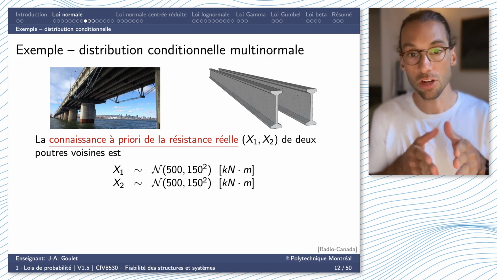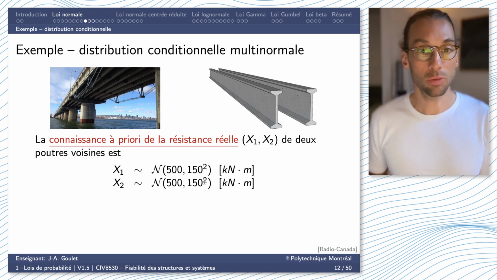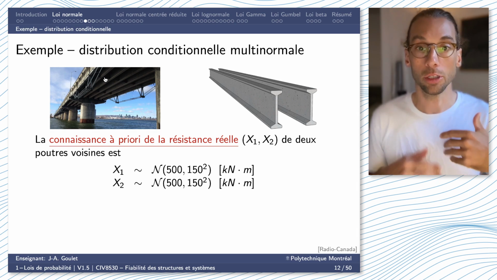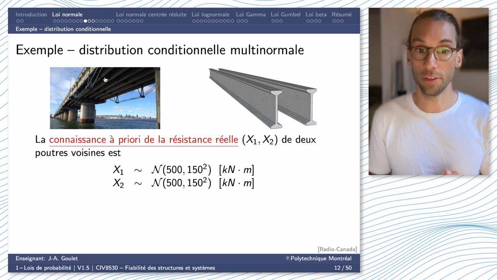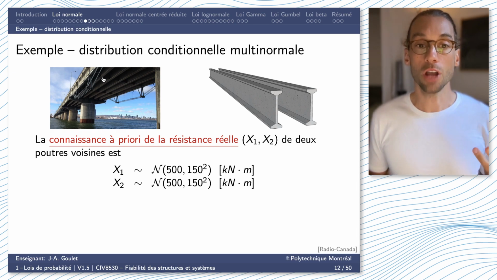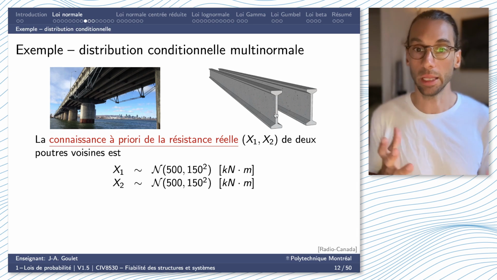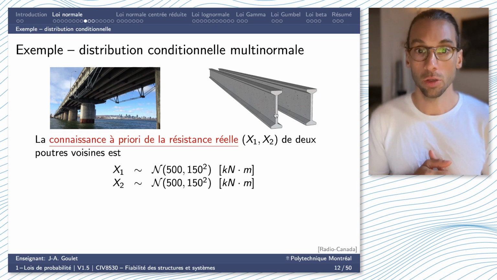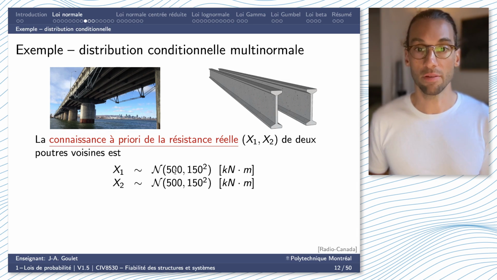So if we look at an application of these Gaussian conditionals, imagine that we have two beams that could be on a span of a common bridge you can see almost everywhere. We want to model the strength, the resistance of these two beams. Our prior knowledge of these two beams, since they were built in the same factory by the same worker, using the same material and the same construction drawings, is that for x1 and x2 the prior mean is 500 kilonewton meter and the prior standard deviation is 150.